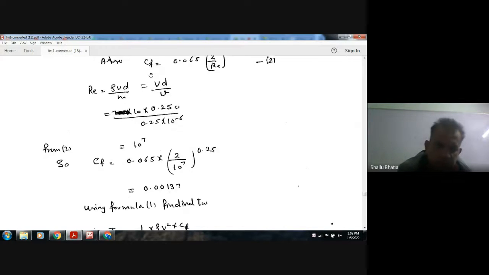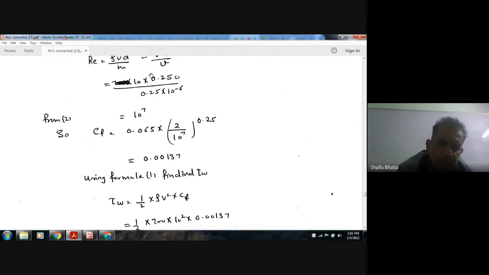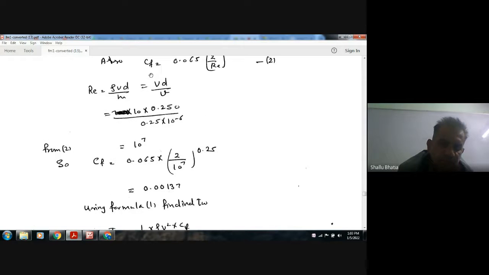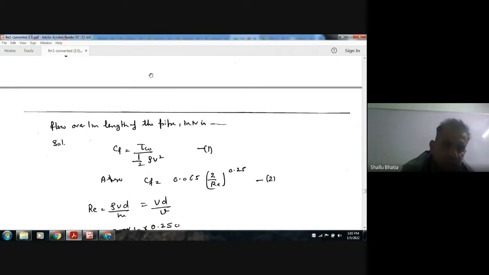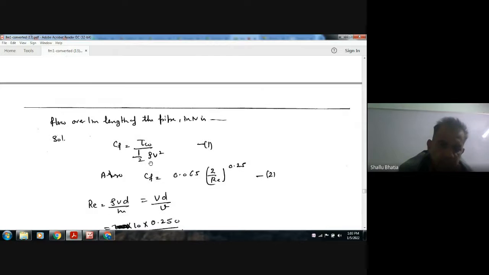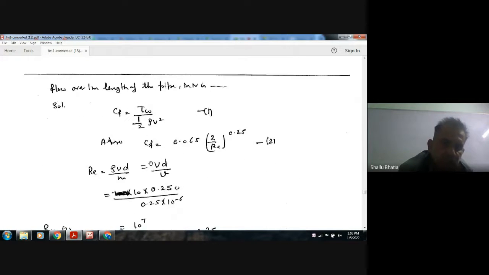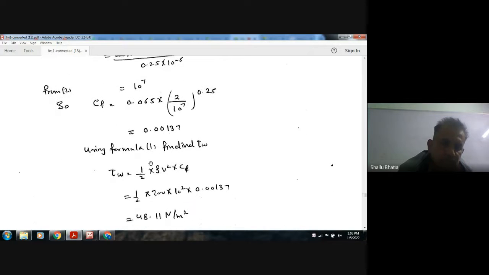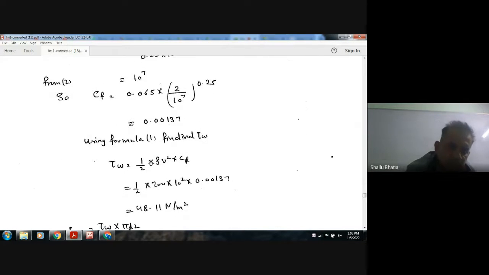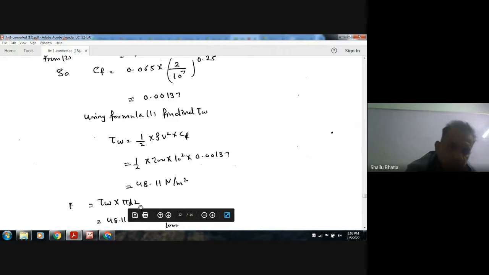So CF is 0.00137. Now this is question number one. Here rho is known and V is known. And now CF is known, so we can find out the wall shear stress. So the wall shear stress here is 4.811 because all the quantities are known.